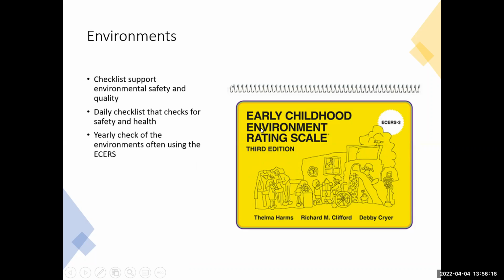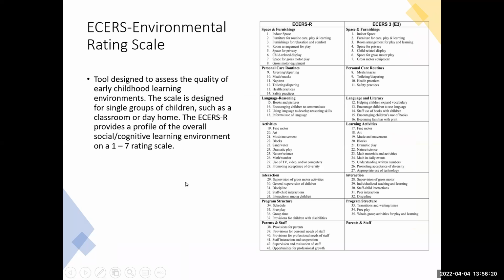And then we also did this ECHRS, which is what I have right here. And I'm going to show you guys another example. It's a tool to assess the quality. There's quite a few areas. So we look at space and furnishings. So, what's the furniture like? Is there enough place to run around? Is there space to chill out and relax?